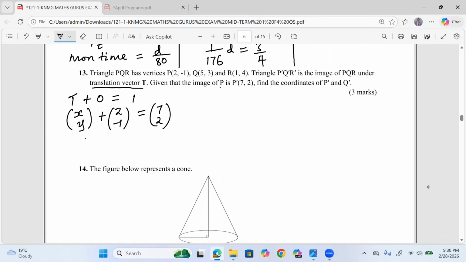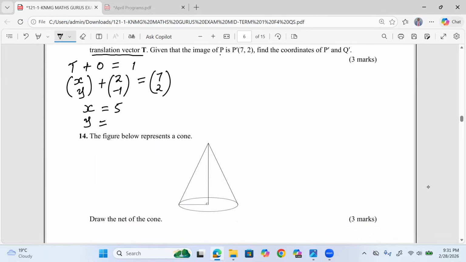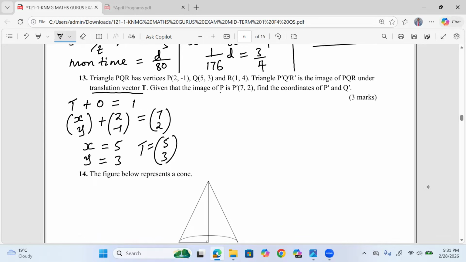So how can we get x? Using the x components, x plus 2 equals 7. So to remain with x, we subtract 2 from 7. That gives us 5. How do we get the value of y? y minus 1, that's a negative, plus negative, y minus 1 equals 2, meaning that to remain with y, we add 1 to the other side, or we take the negative to the other side, making it a positive. So the translation vector is (5, 3). That is the translation vector.